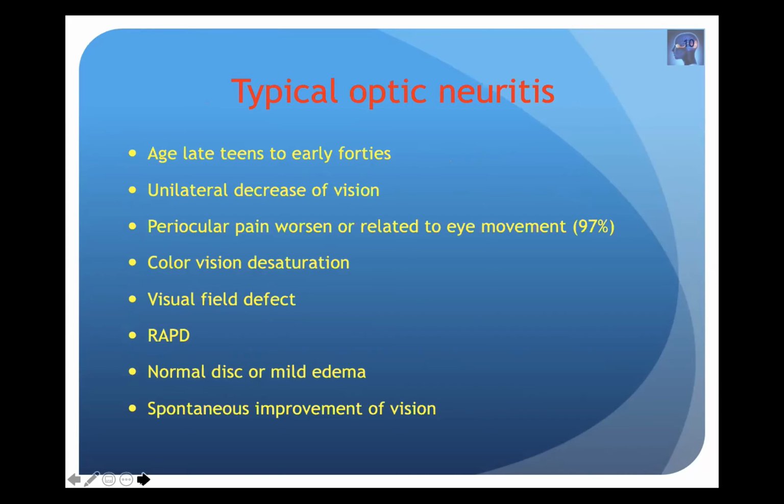To label a patient of optic neuritis as typical optic neuritis, it should have these features. The age from late teens to early 40s, unilateral decrease of vision, periocular pain, which is either related to eye movements or worsens with eye movements. This has been reported in up to 97% of the patients of typical optic neuritis. There shall be color vision desaturation, visual field defect, relative afferent pupillary defect. On fundus examination, disc is normal, or there can be mild disc edema. Spontaneous improvement of vision is a rule.